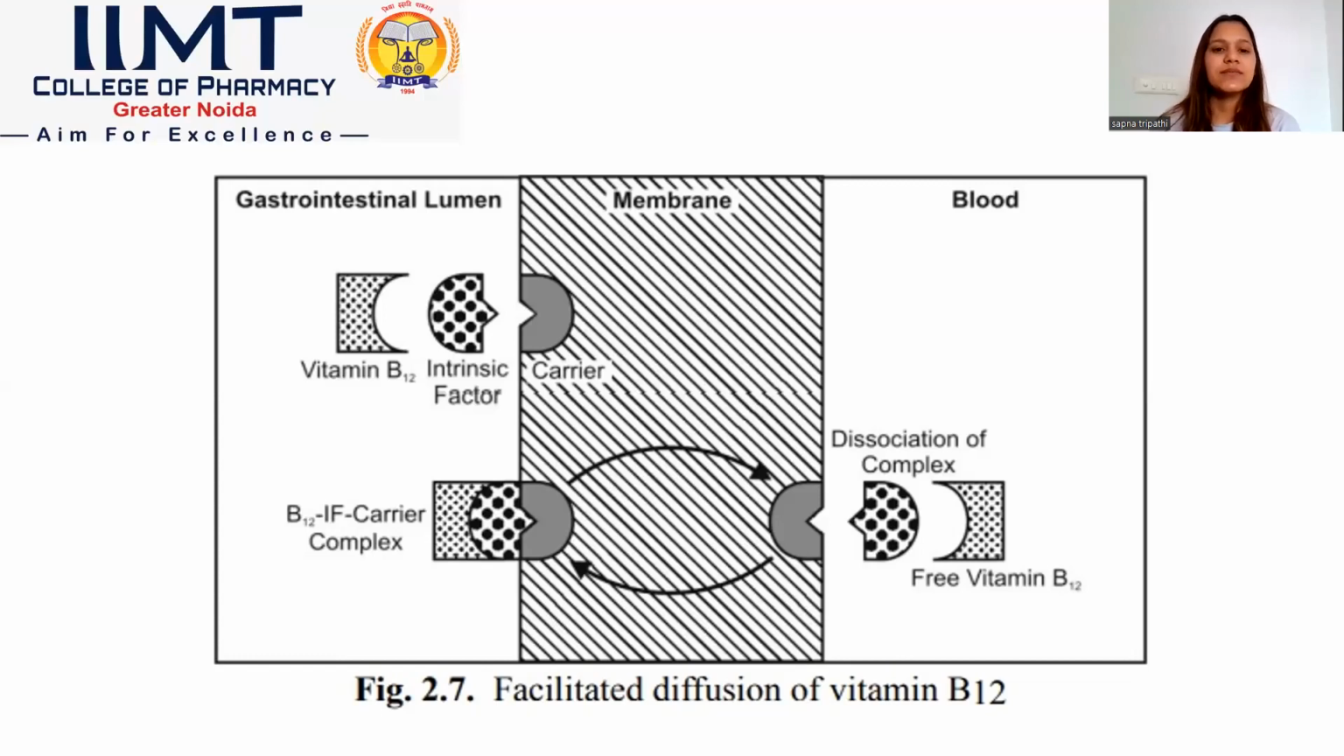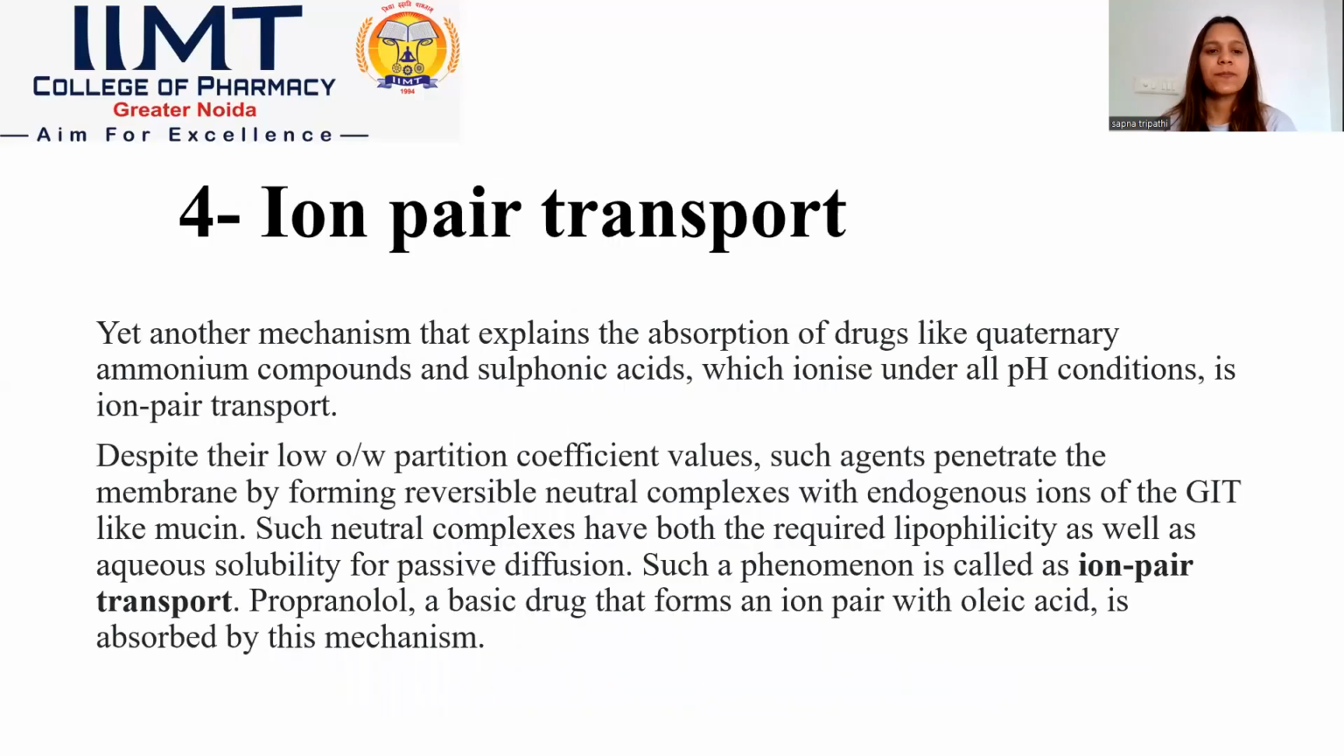The fourth mechanism is ion pair transport. Yet another mechanism that explains the absorption of drugs like quaternary ammonium compounds and sulfonic acid, which ionize under all pH conditions, is ion pair transport. Despite their low oil in water partition coefficient values, such agents penetrate the membrane by forming reversible neutral complexes with endogenous ions of the GIT like mucin.